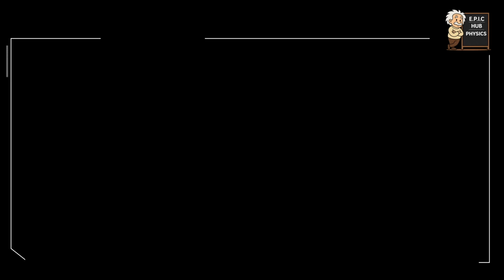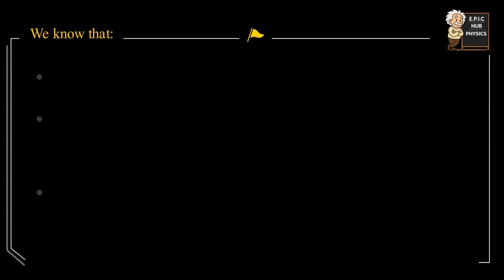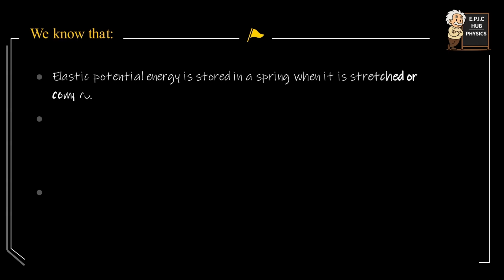This question tests our understanding of elastic potential energy in springs and how this energy relates to the extension of the spring. So, what do we know? We know that elastic potential energy is stored in a spring when it is stretched or compressed, provided the spring remains within its elastic limit.